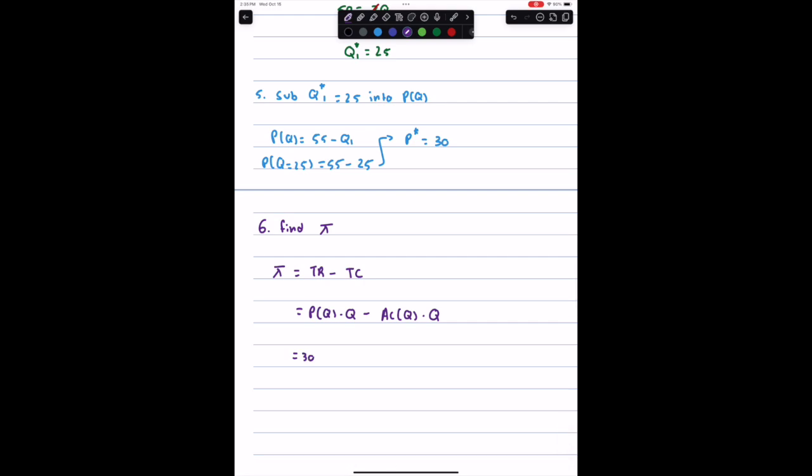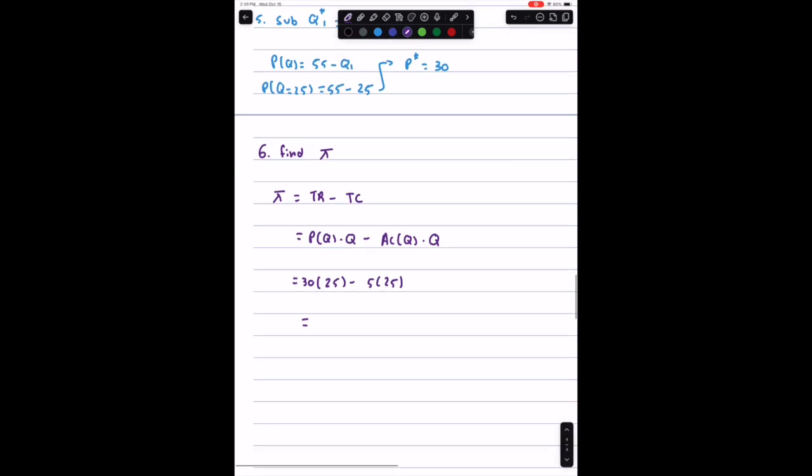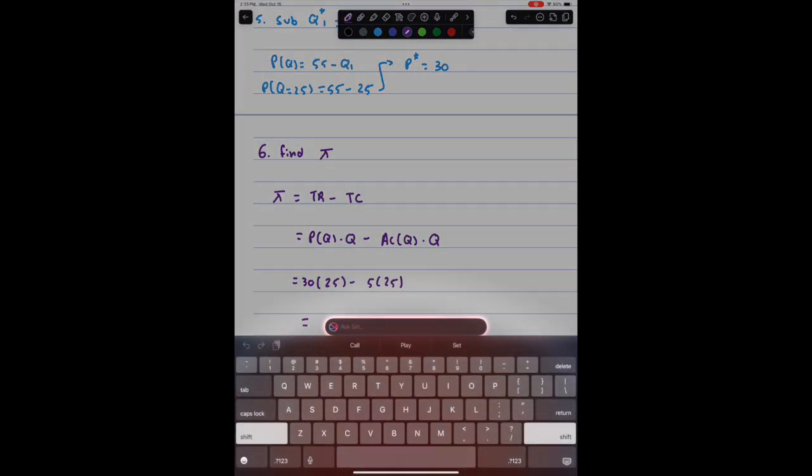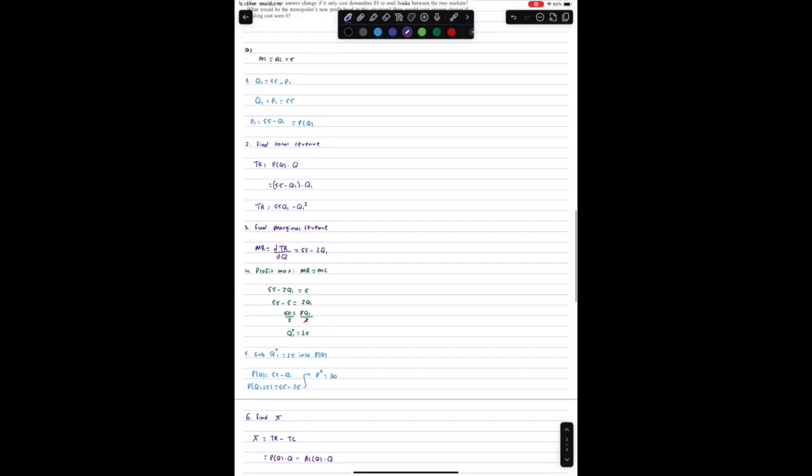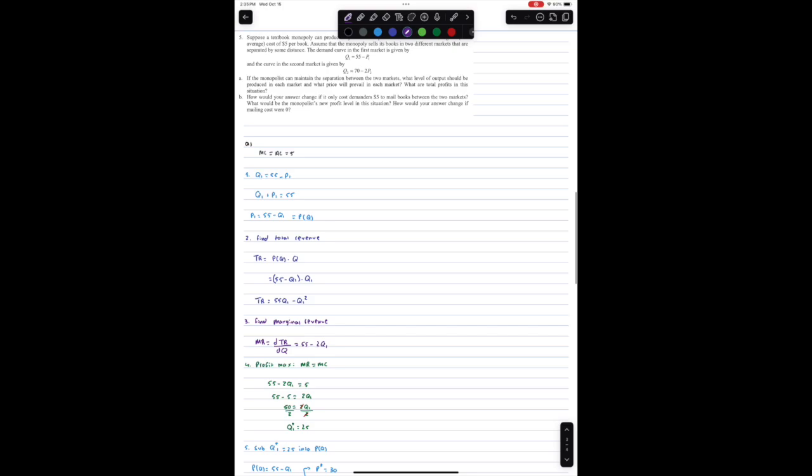We know our optimum output is 25. We know our average cost is just 5. And again, our optimum output is 25, right? Doing the calculations, we would get profit is equal to 625. Perfect. And really, that is all we have to do for the first demand function.